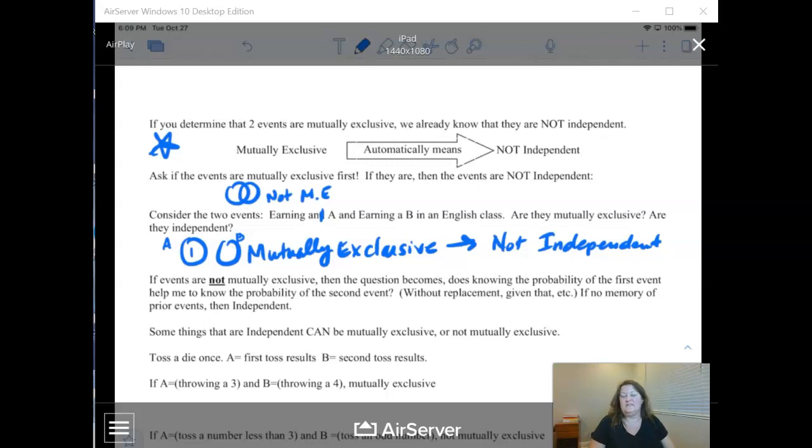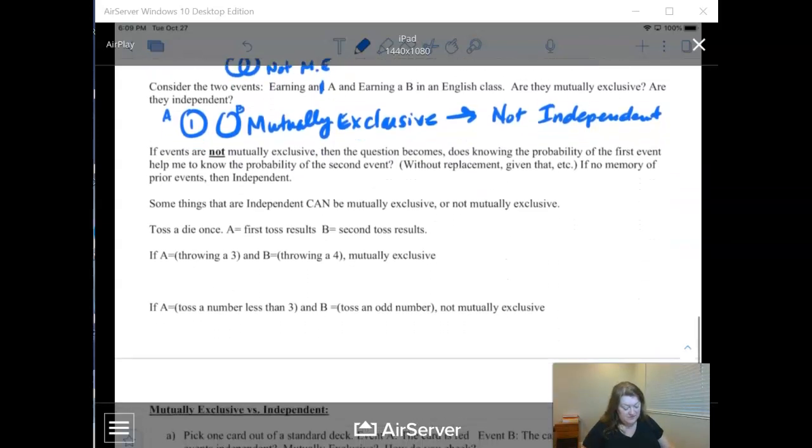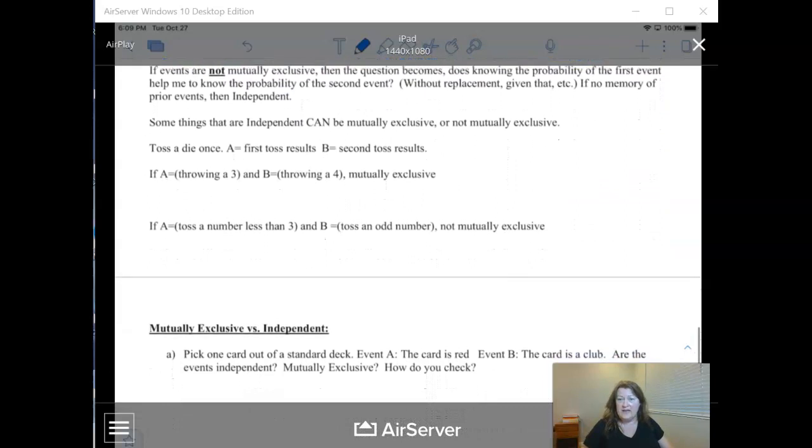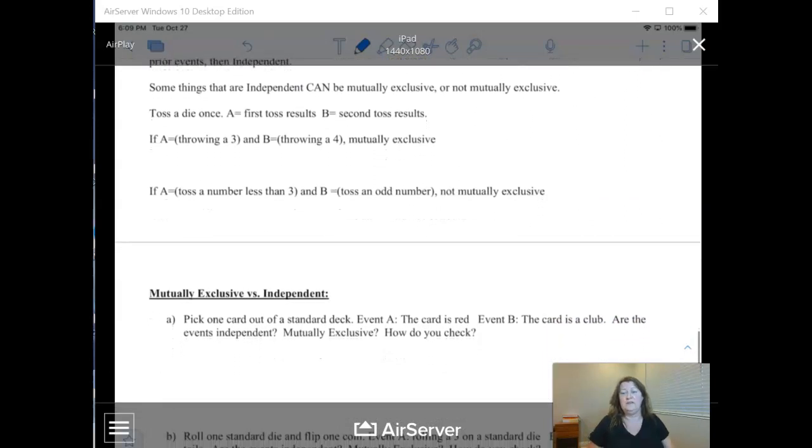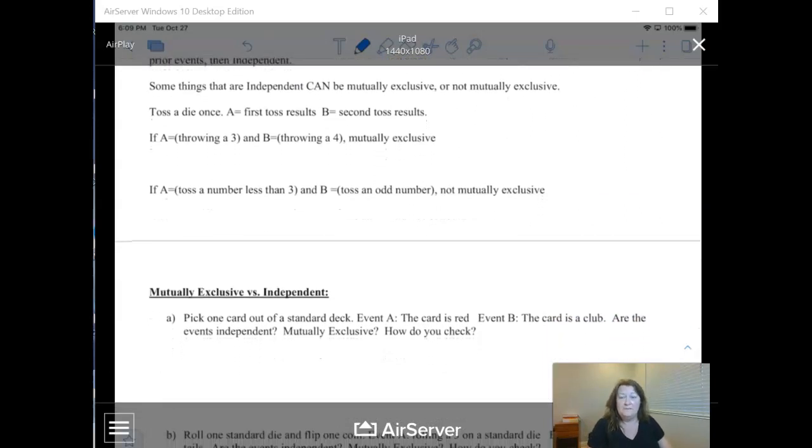So we're looking for stuff like with replacement, then it's probably independent. Without replacement, it's probably not independent. Given that, well, that usually is wording that we see when things are conditional, so not independent. If no memory of prior events, then it's probably independent. So some things that are independent can be mutually exclusive or not mutually exclusive. So we have kind of every combination going if you are going from independent the other way. So let's take a look.